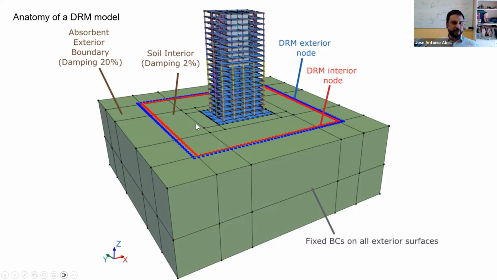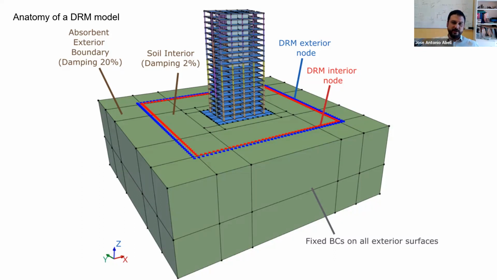So the soil can be linear, non-linear. In this case, we apply a little bit of damping. But for the absorbent boundary method that I've been using lately, we're using elements on the exterior boundary with increased damping, 20%. This is based on a paper I wrote with some colleagues in 2020. And at all the faces of your domain, you can use fixed boundary conditions on the exterior surfaces. And with this model, you can do anything you like.